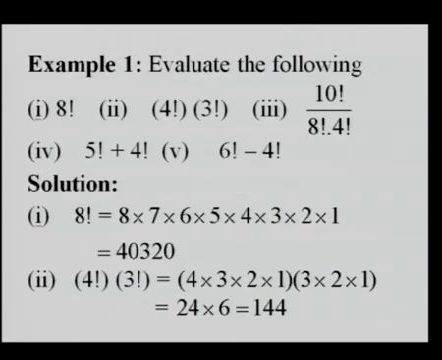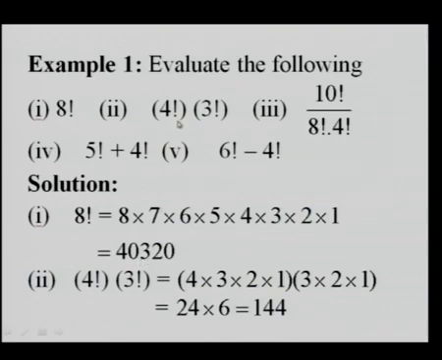Let us take an example. We have to evaluate some factorials. Factorial 8, by definition, is equal to the product of the first 8 natural numbers, 8 into 7 into 6 into 5 into 4 into 3 into 2 into 1, and the product of these first 8 natural numbers is 40,320. This is the value of factorial 8.